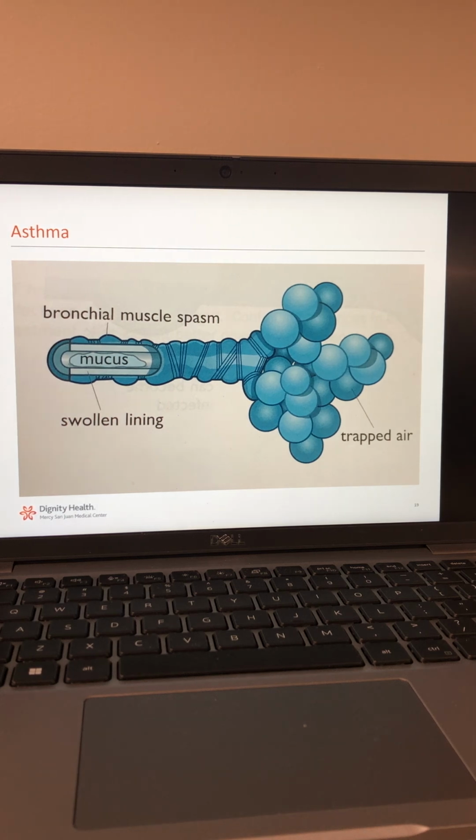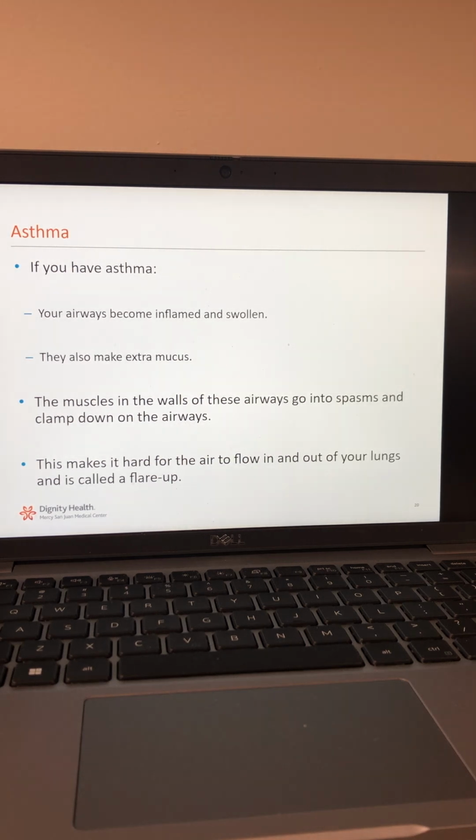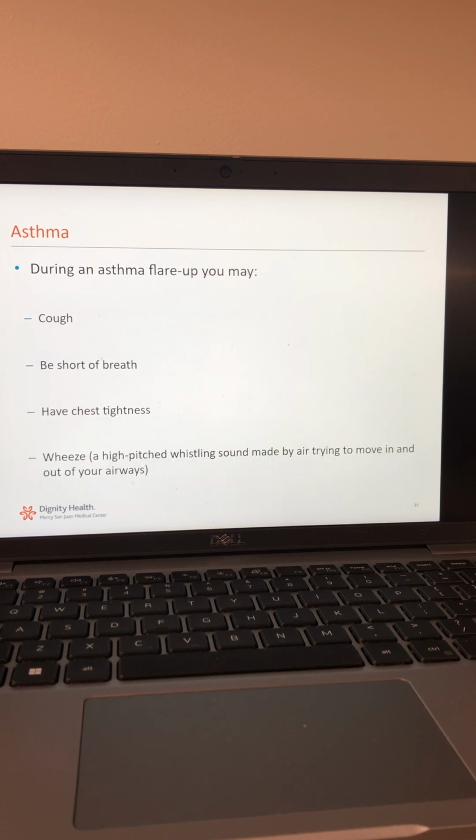With asthma, you have muscle spasms, you have excess mucus, you have swollen linings, and you have trapped air. So again, airways are inflamed and swollen, they make extra mucus, and then the muscles in the walls of these airways go into spasms and clamp down on the airways. This makes it hard for the air to flow in and out of your lungs, and it's called a flare-up. During an asthma flare-up, you may cough, be short of breath, have chest tightness, or wheeze.